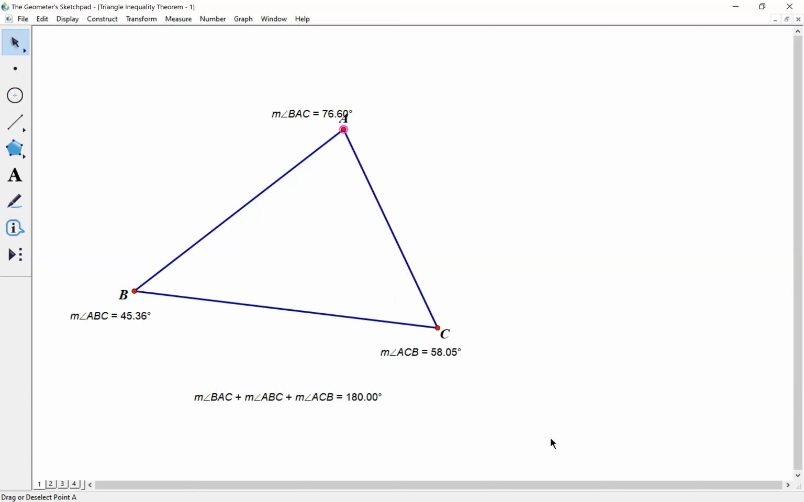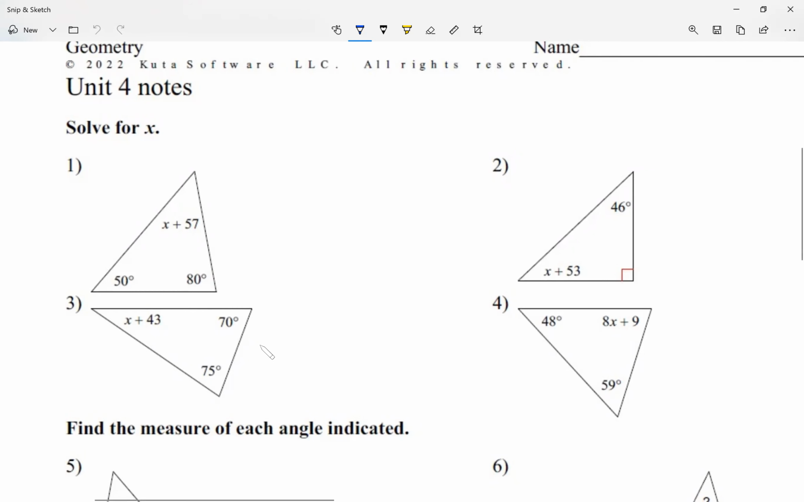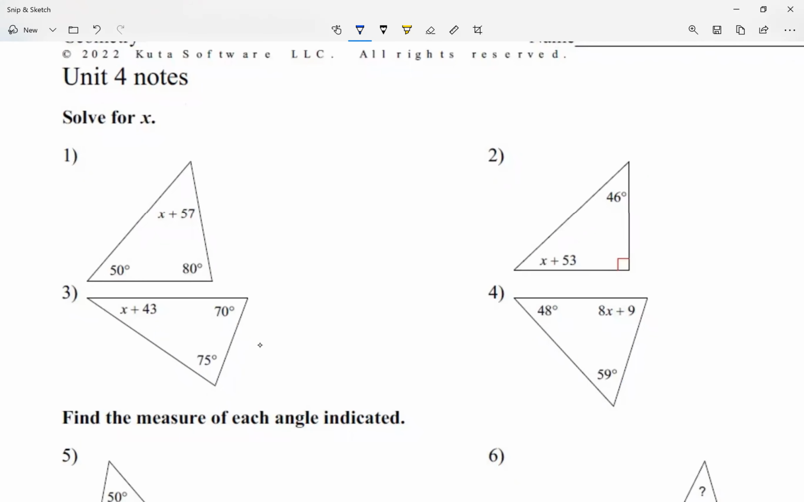We can solve for our homework now. Solve for x. I'm going to add the 3 angles, and it is going to equal 180. All right, so let's see. I'm just going to add everything, right? I can just write this as x plus 57 plus 50 plus 80. I'm adding everything, and it's going to equal 180.